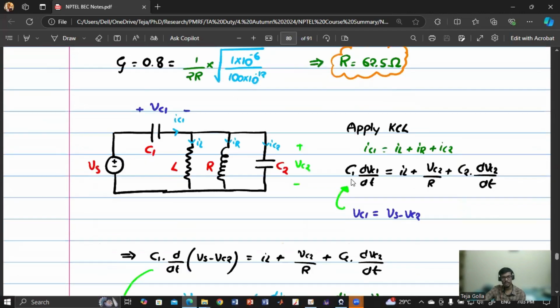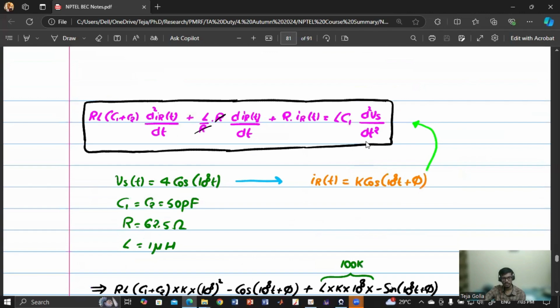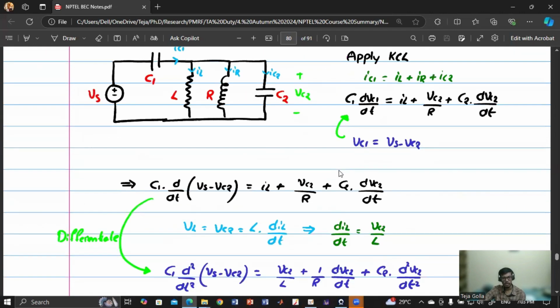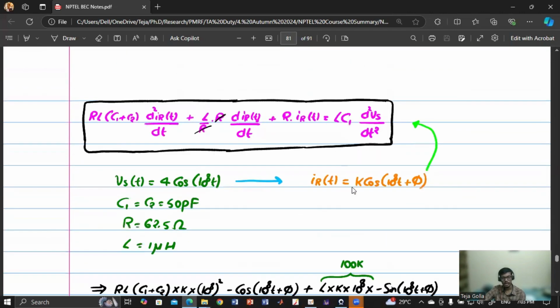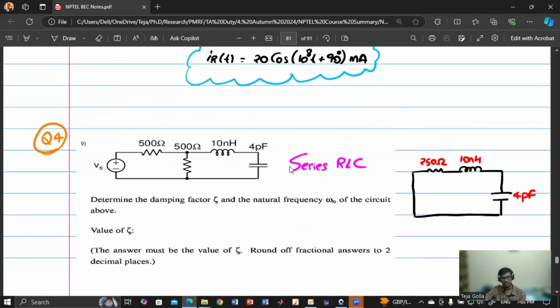So once you get the value, now you have to get the second order differential equation. Because they have given the steady state amplitude, IR of t in the steady state, and they have given the supply voltage to be 4 cos 10 to the power 80, I know that IR of t will be some k into cos 10 to the power 80 plus 5. Now you back substitute it, you will get two equations, two unknowns, and you can solve it.